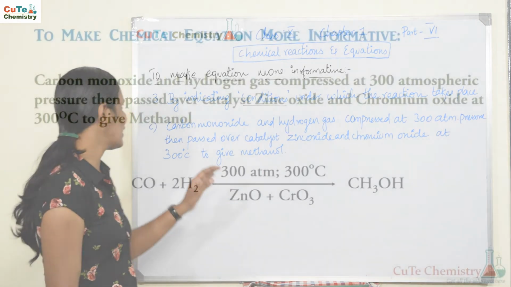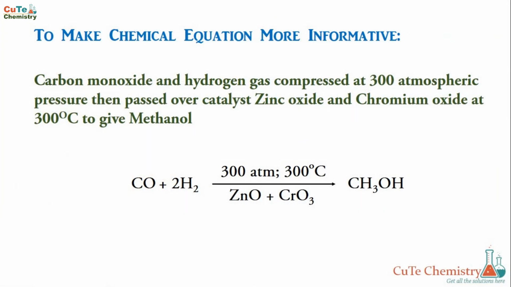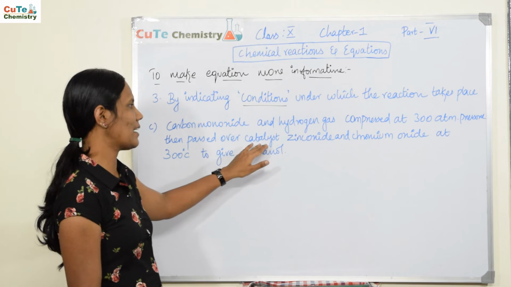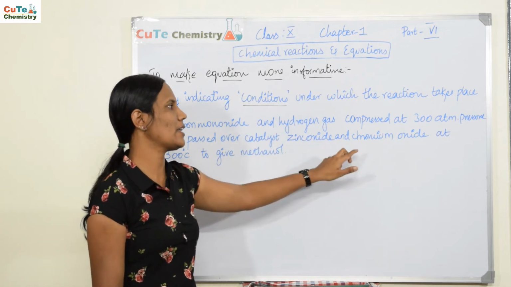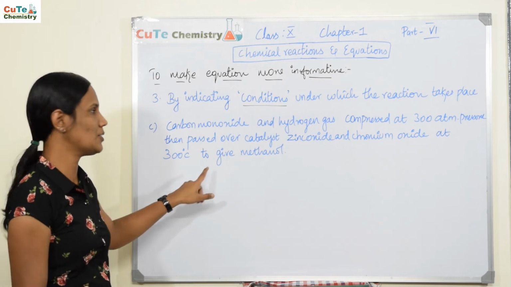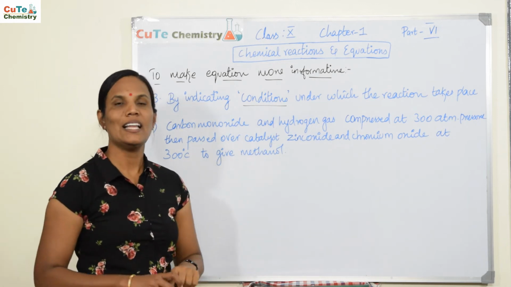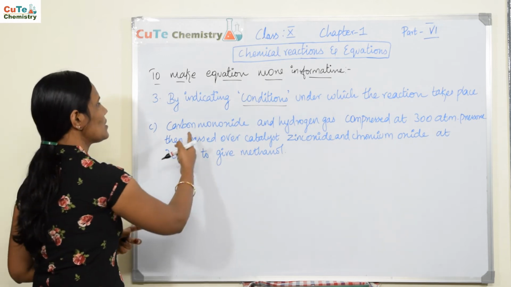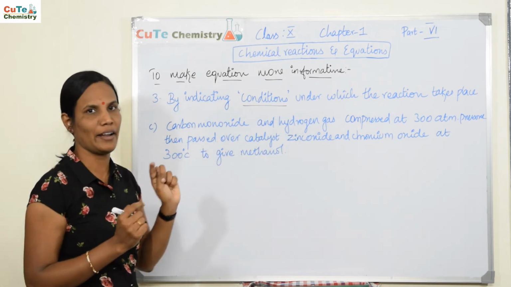Let's take the third example. Carbon monoxide and hydrogen gas compressed at 300 atmospheric pressure, then passed over catalyst zinc oxide and chromium oxide at 300 degrees Celsius to give methanol. Let us identify reactant and product first. The reactants are carbon monoxide and hydrogen gas.